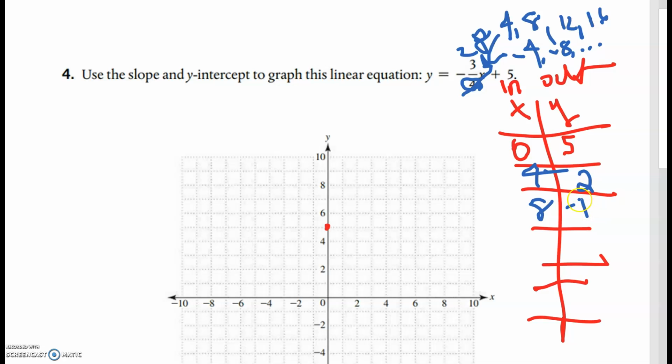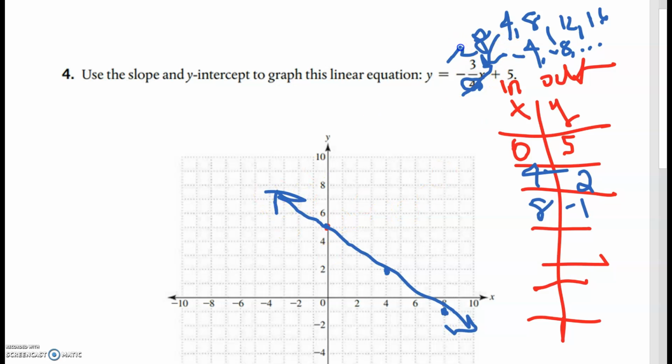All right, and so then I could go that route. I have 0, 5 here, 4, 2, so go over 4, up 2, and then 8, negative 1. Here I'm just plotting input and output, and I still am going to get the exact same line. It's still going to have the same slope. And I could check my answer.